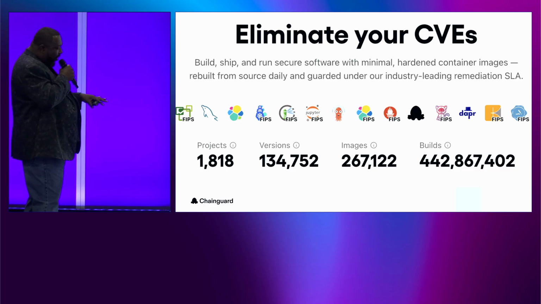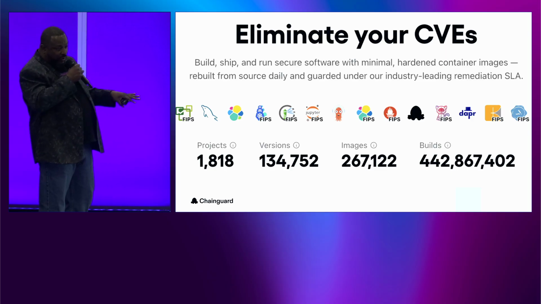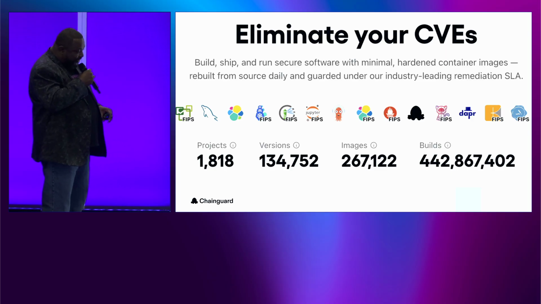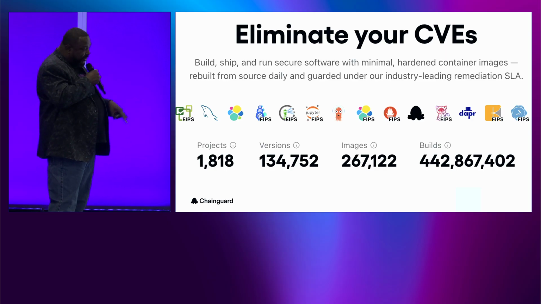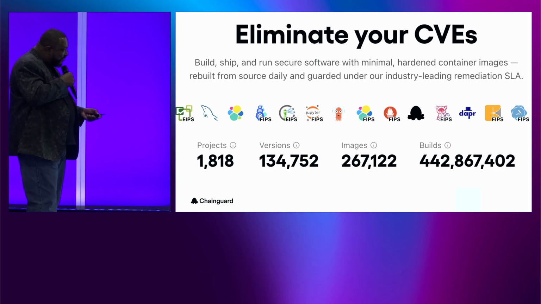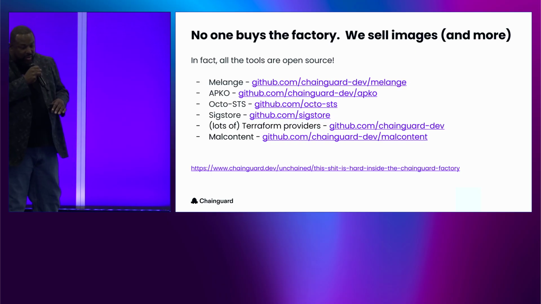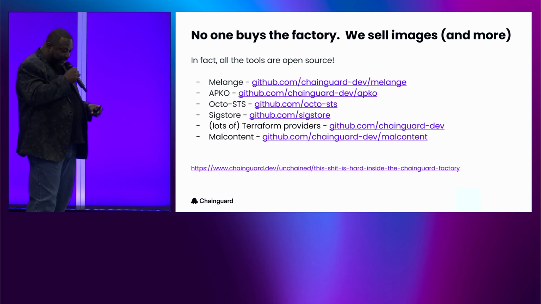So we have over 1,818 images, 134,000 plus versions, a whole lot of images, and you all can see the build number. I don't even feel like saying it. And of course, no one buys the factory. We sell images and a couple of other things.